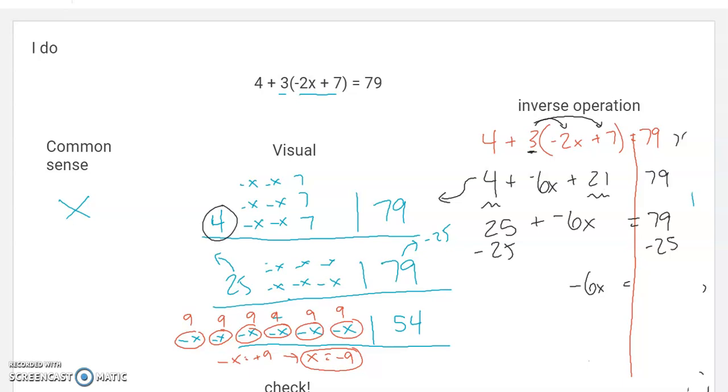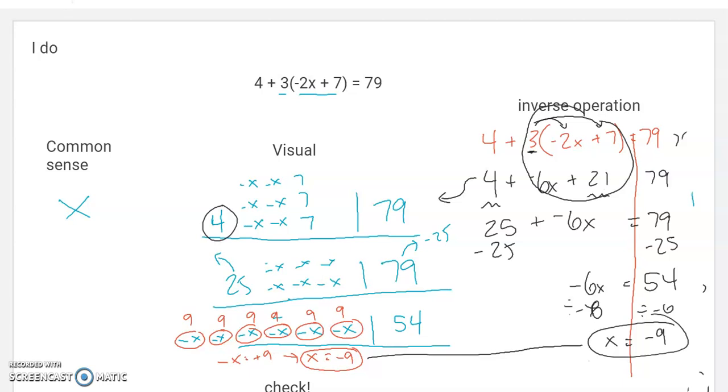That was, what did I say before? 54. And divide by negative 6. Divide by negative 6, and I should get x equals negative 9. And they match. Woohoo. So, distributive property first, then combine like terms.